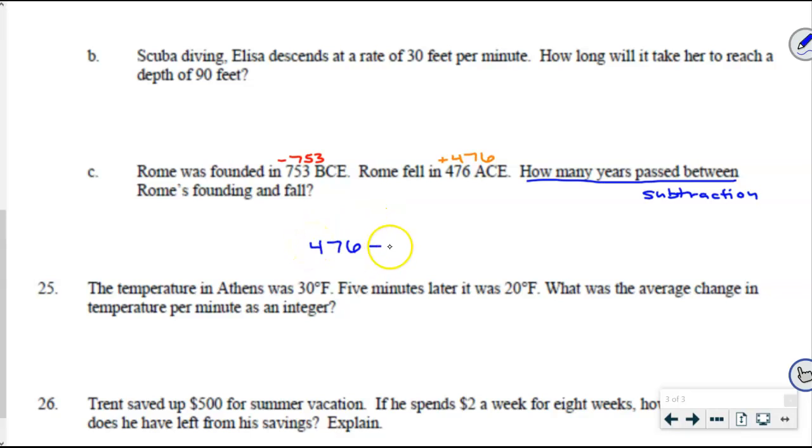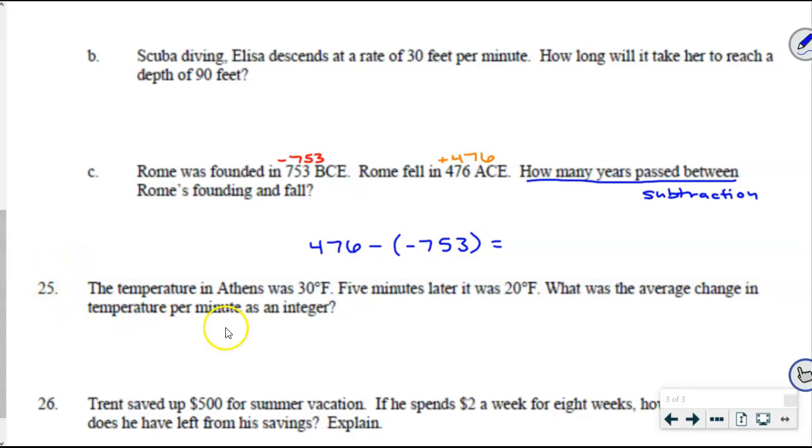476 minus a negative 753. Don't lose the signs. I know that you guys could just do 476 plus 753. I know that. But if I'm asking you to write an expression, I want to see that you recognize that we're finding the difference because we're looking at how far apart they are. And this is a positive and this is a negative. I'll let you answer that one on your own.